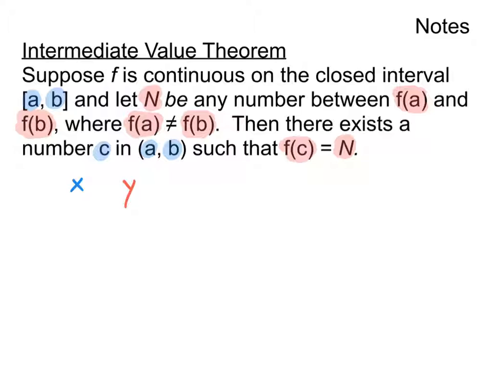So then, there exists a number c, so there's some x value in that interval. Notice this is an open interval now, because we know it's not happening at a or at b because it didn't equal a and b. So there's some number between a and b, non-inclusive, where the y value at that point equals the y value that we were trying to figure out.